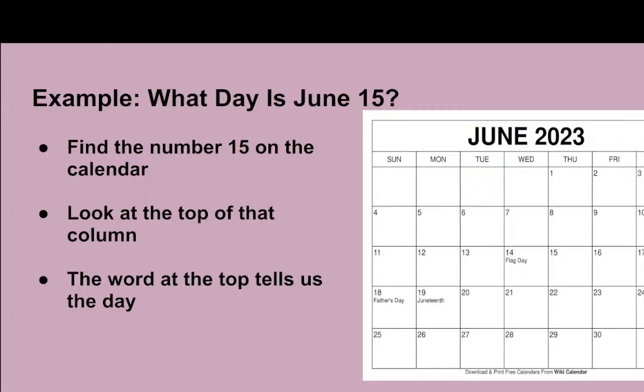Okay, let me try another example. Can you all tell me what day June 23rd is on? You can always look at the top. What is above June 23rd? It says Friday, right? So what day is June 23rd? Yes, correct. It's on a Friday. Once again, you can write down the information on the left side really quick before I move on.